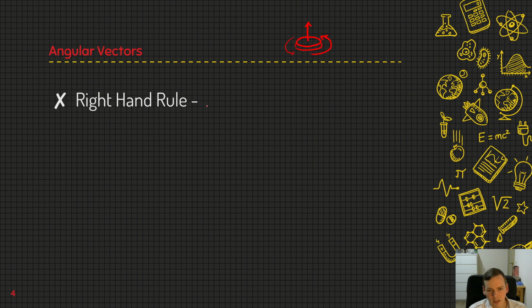So again, you're going to curl your fingers in the direction of rotation, and the thumb points in the direction of the vector.